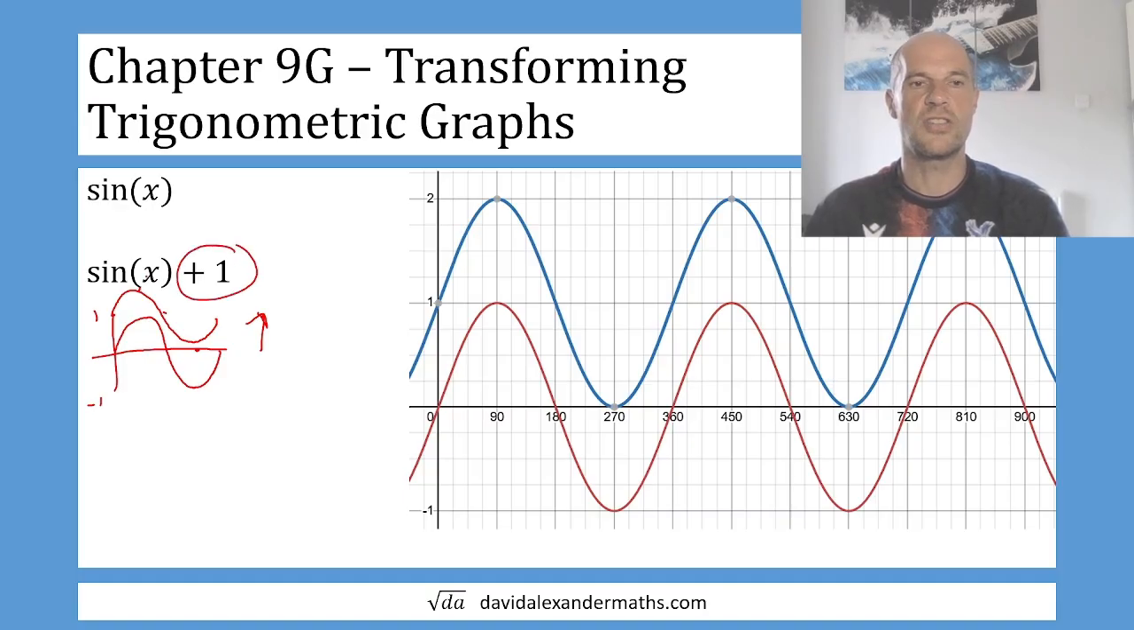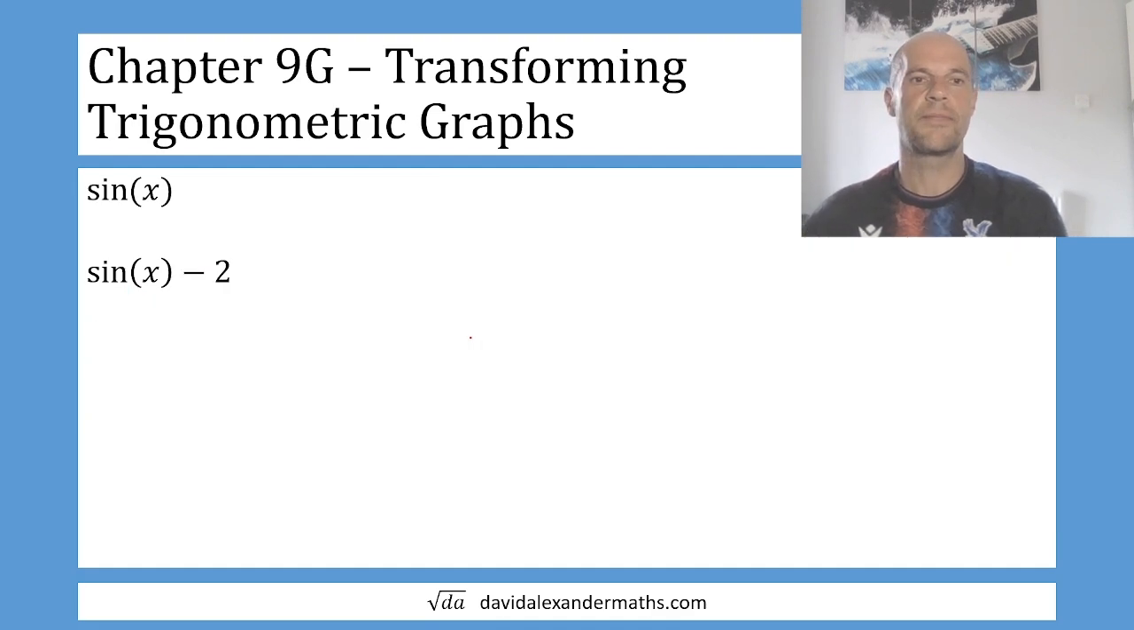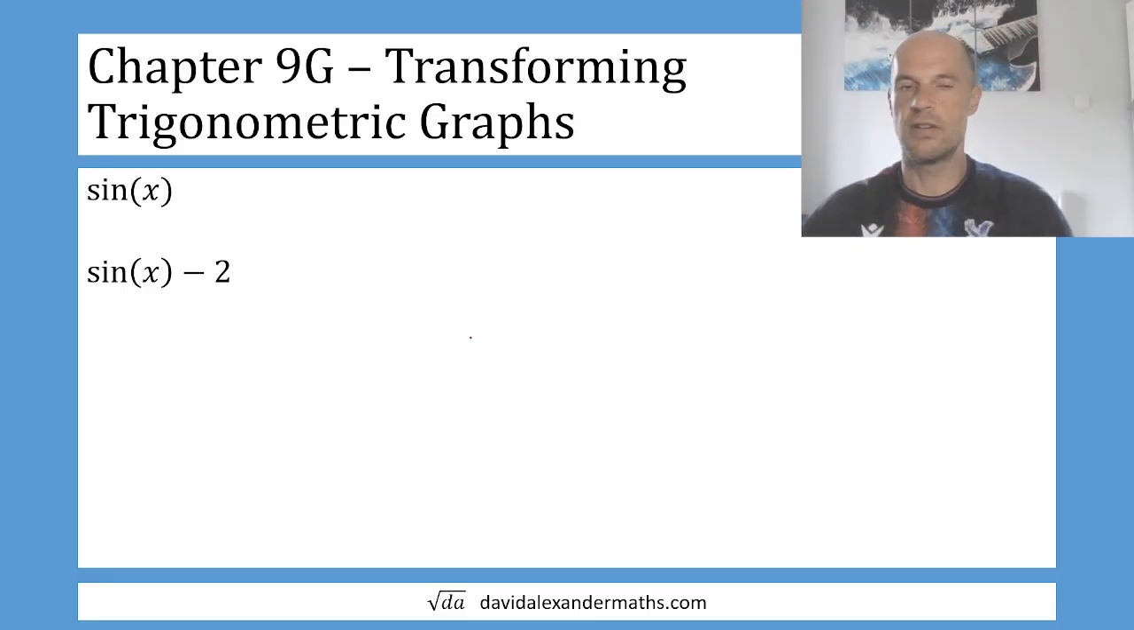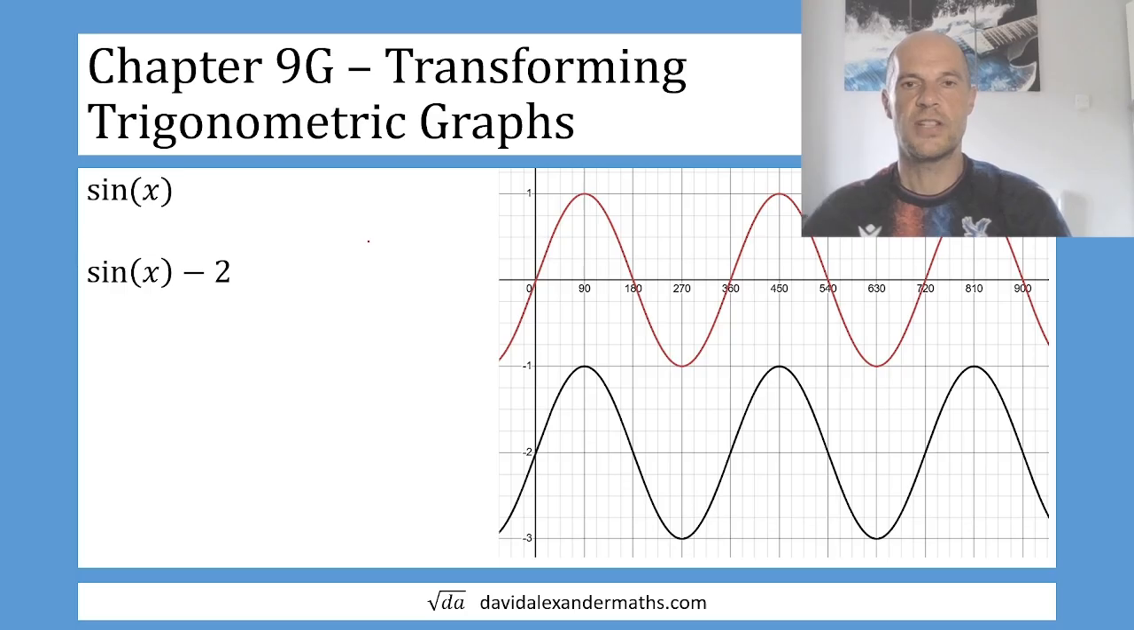So here the transformation is just outside the function, so all we're doing is moving the whole graph up by 1 unit. Okay, so if the sine of x plus 1 meant we're just moving the graph up 1 unit, the sine of x minus 2 means we're just going to be moving it down 2 units. So it's just a vertical translation.